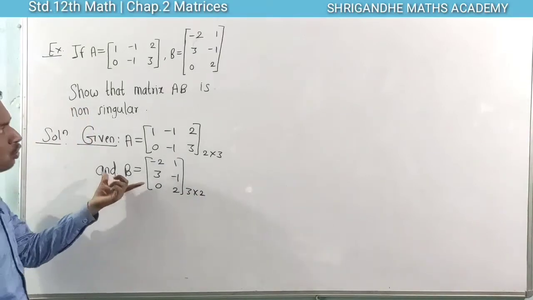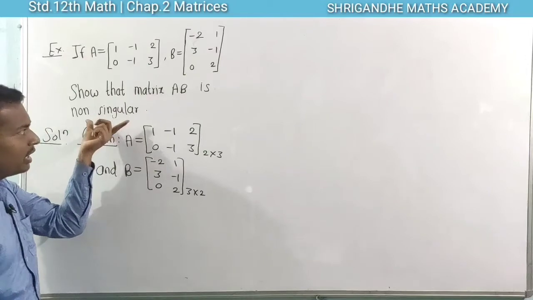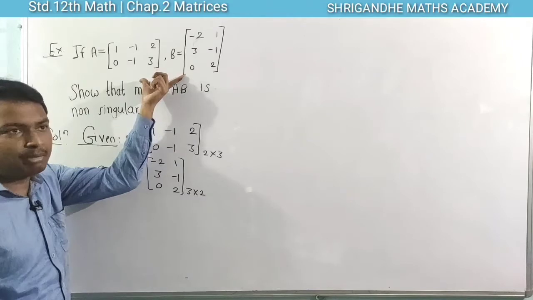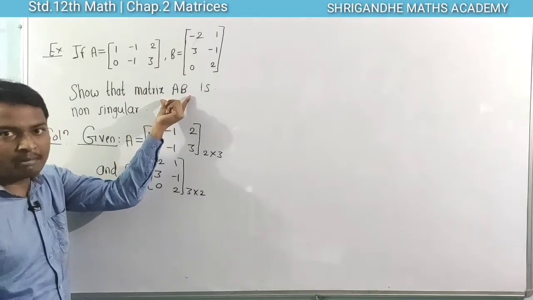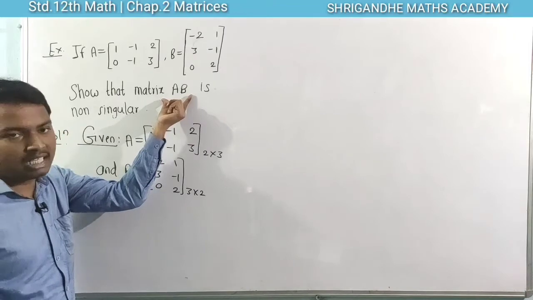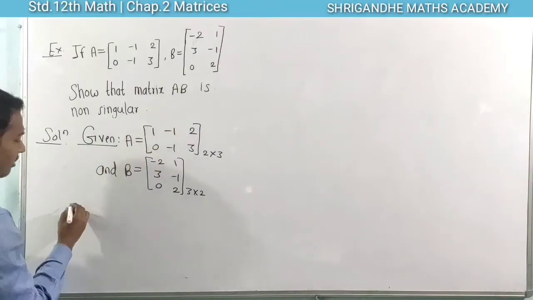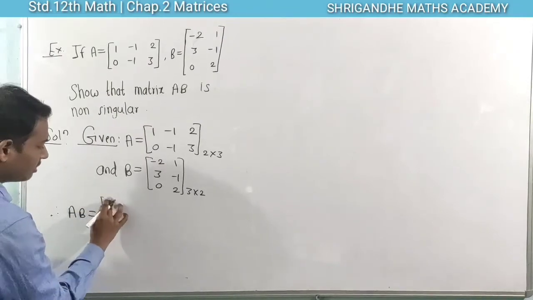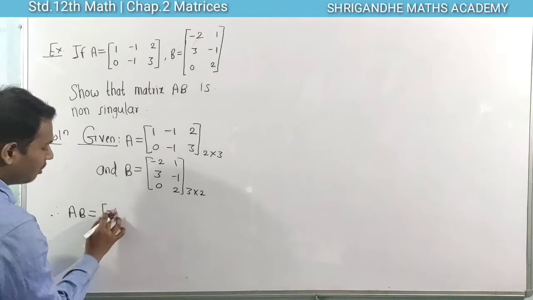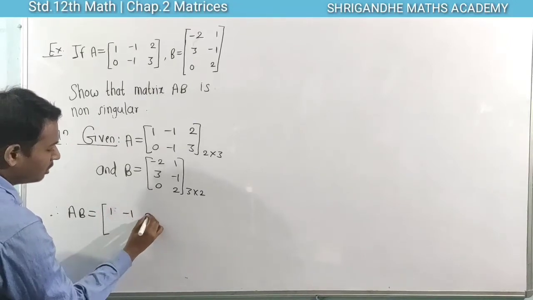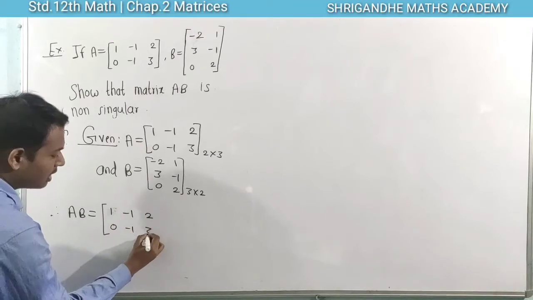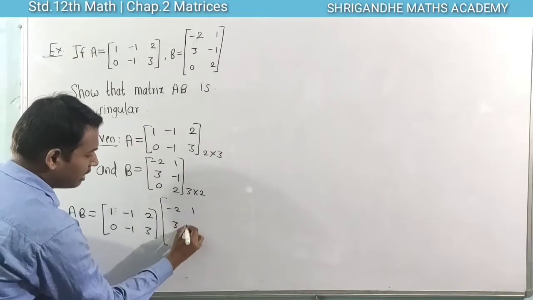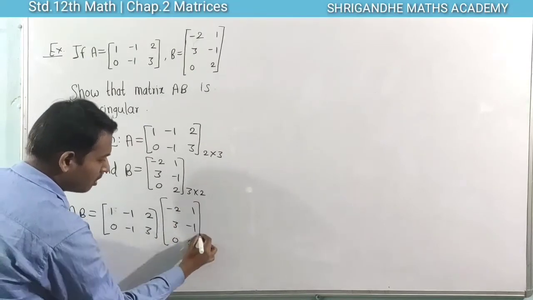Now here we have to show that matrix AB is non-singular. Therefore first we have to find matrix AB from these two matrices A and B. Let me first find matrix AB and then we find the determinant of matrix AB. So AB is equal to matrix 1, minus 1, 2, 0, minus 1, 3 into matrix minus 2, 1, 3, minus 1, 0, 2.